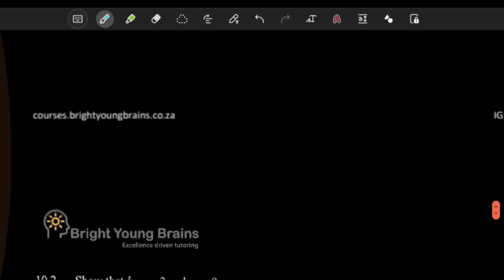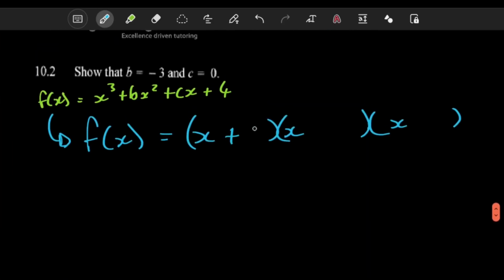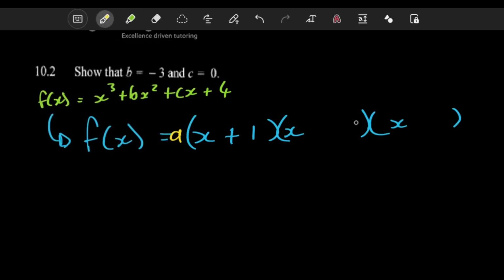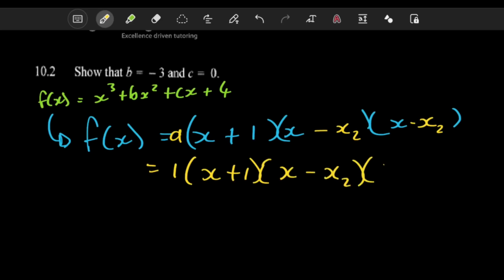So this here, we know it's a -1, which means that one of your brackets is going to be x plus 1, and then you're going to have your a value in front. Here you're going to have minus x1, let's say actually x2, to represent the other x-intercept. So the big idea here is a, we know it's a 1 already, so this is just x plus 1, x minus x2, x minus x2.